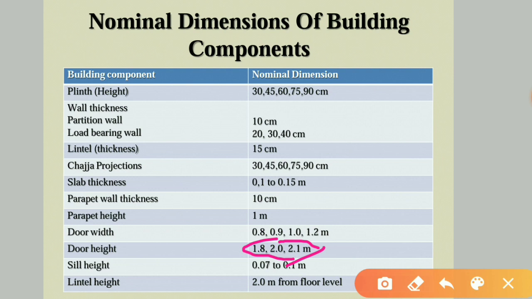Sill height will be around 0.07 to 0.1 meters. Lintel height will be around 2 meters from the floor level. Above the basement level we have a floor level, and from that floor level, at a height of 2 meters, the lintel is provided. So the height of the lintel will be 2 meters from the floor level.